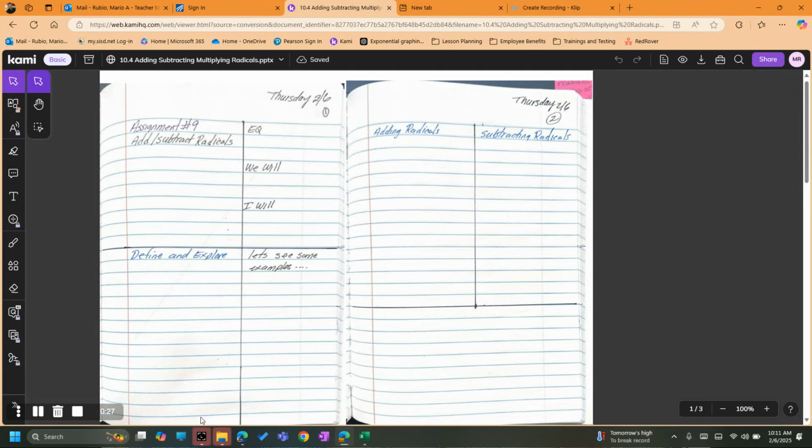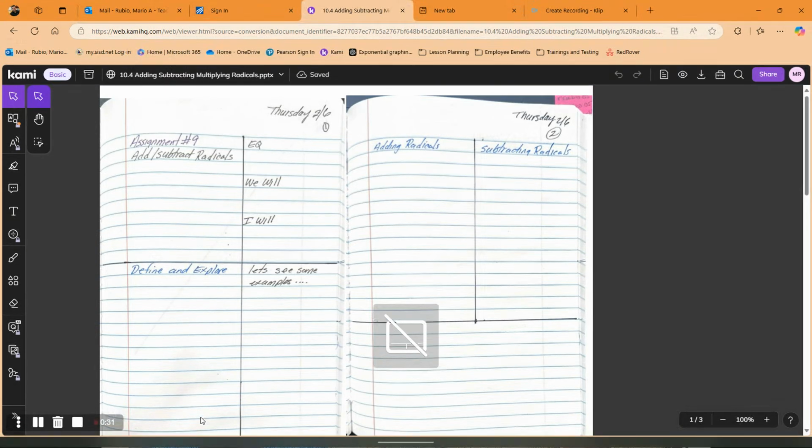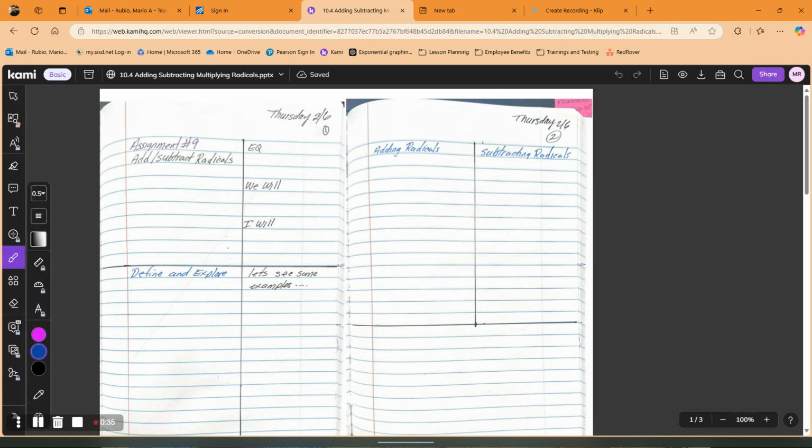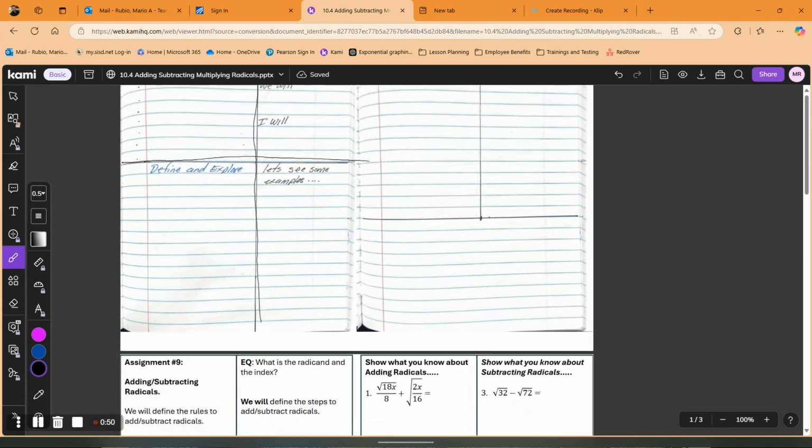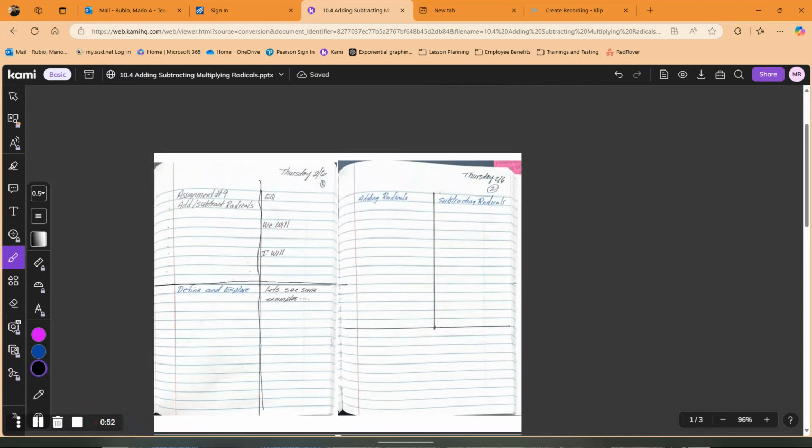Let me get this flipped over here. So this is your first page. I want you to split it like this. You're going to draw this line down the center, and draw this line across. I use 10 spaces. 1, 2, 3, 4, 5, 6, 7, 8, 9, 10. That gives me enough space to write the objective and the I will, we will. And then it gives me enough space down here to fill in the notes. So I suggest that way.